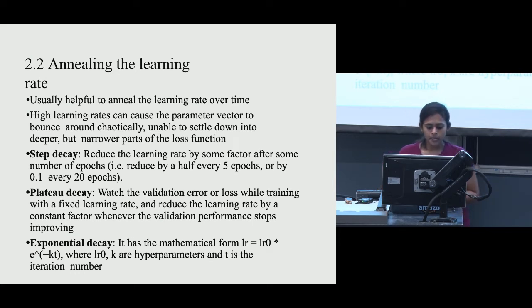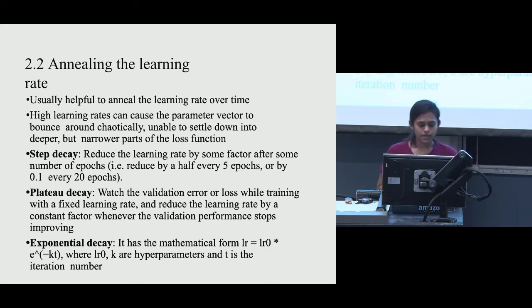That is step decay. A plateau decay is where you watch the validation error while training with a fixed learning rate and reduce the learning rate when the validation performance stops improving. So basically, every time you're running a loop, you also know the results on your validation data set. Once you know that your model is no longer performing better, I mean your performance is not increasing with every epoch by a given factor, then you reduce the learning rate and tell your model that, okay, you can learn more slowly and catch all the small bumps that are there in the function.